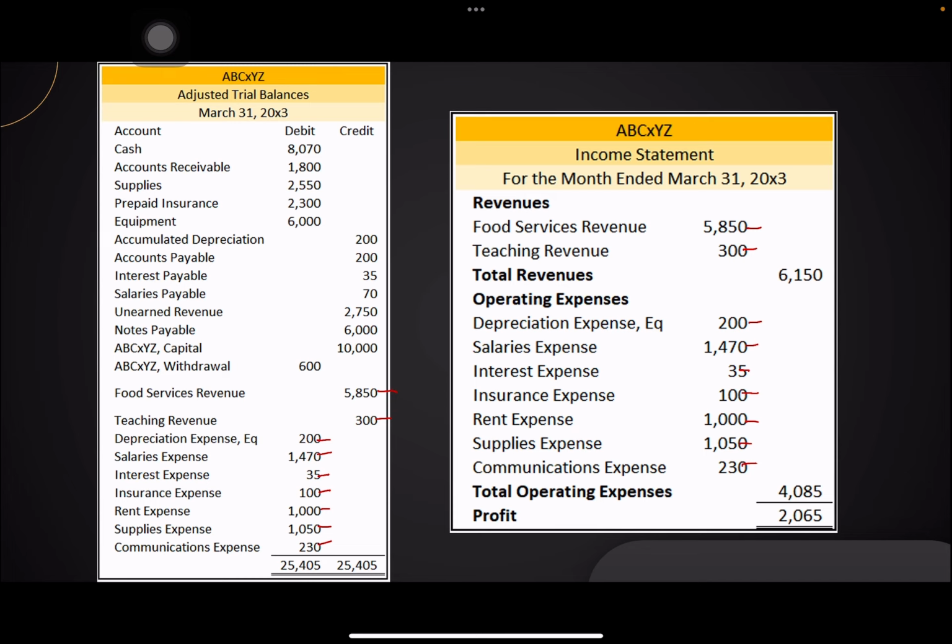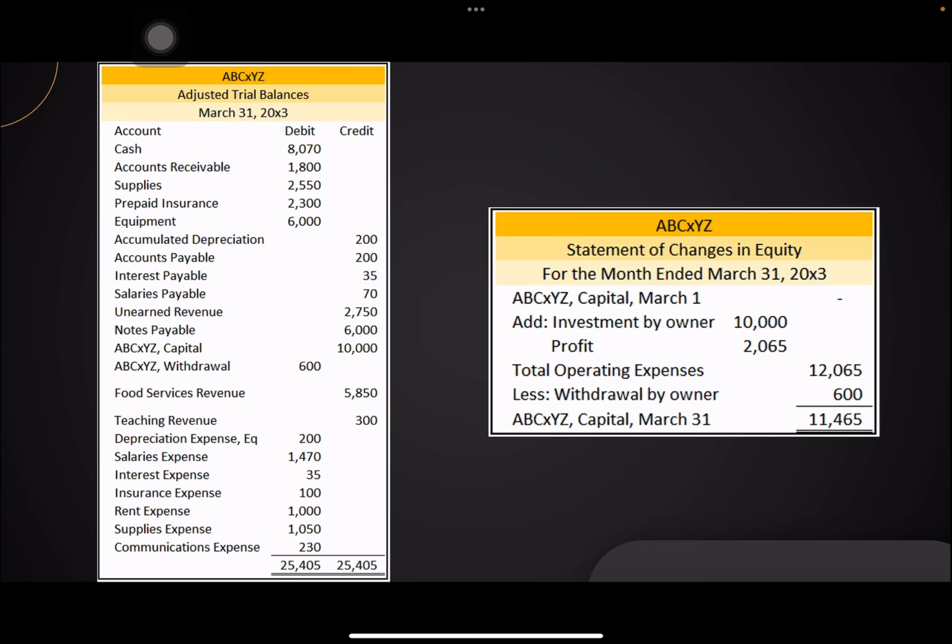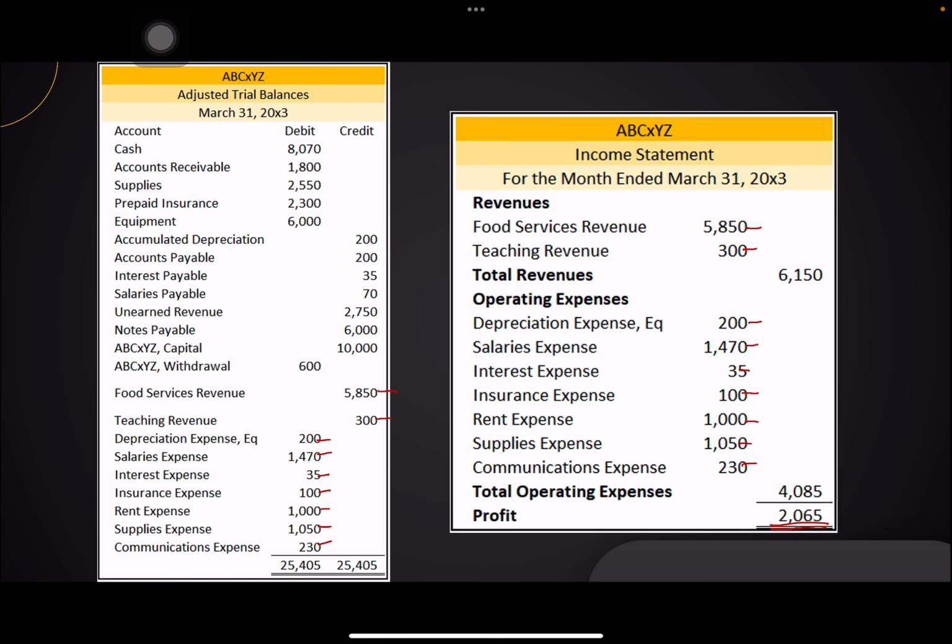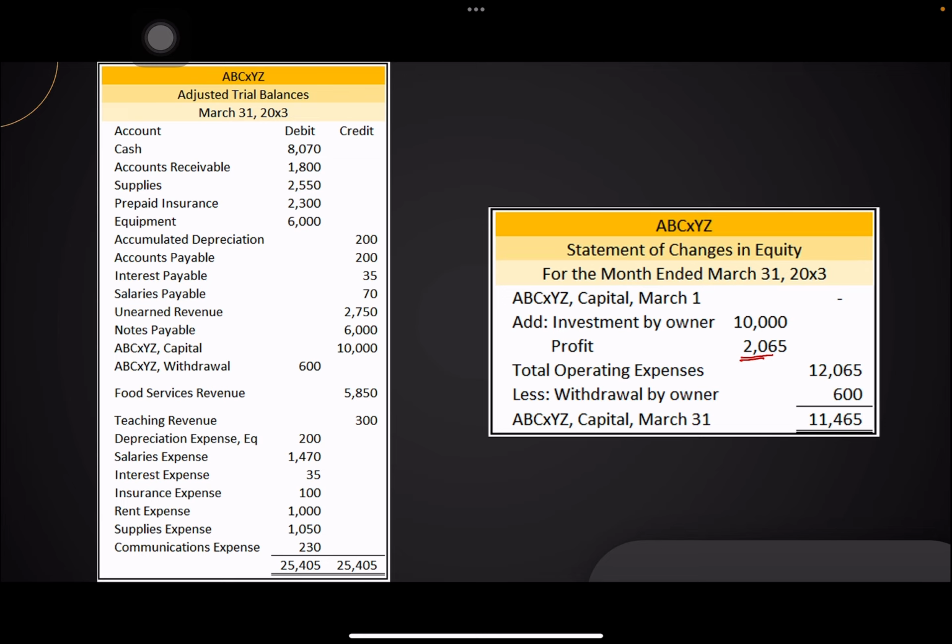Okay? So get the difference of your revenues and your expenses. Seems like we have a profit of $2,065. And this profit will be transferred as part of your statement of changes in equity. Okay? So this 2,065, this came from your income statement. That's the default.